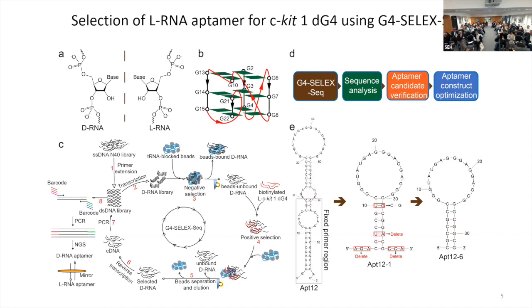Later I wanted to make the aptamer shorter and the binding stronger, so I optimized this sequence. First, I removed the two flanking sequences, this AGA and the CGA. Later, to make it stronger, I changed the UG mismatch to a CG base pair, and to make it shorter, I removed the weak UA base pair. Finally I got aptamer 12.6, the final aptamer sequence.